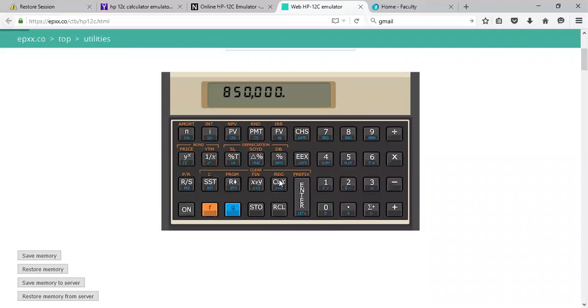We know we want to have $85,000 in the future. Since we made the present value a negative, we'll keep this one a positive. We know that we were going to invest for 7 years, so 7 N. And we want to know what interest rate we would need to achieve that goal. So just hit the I.